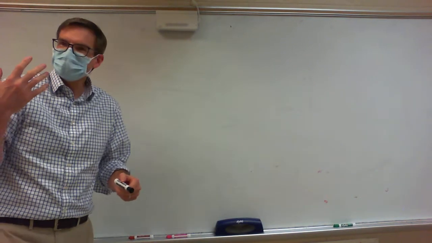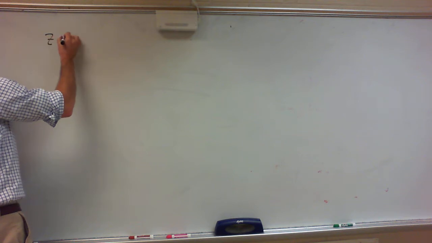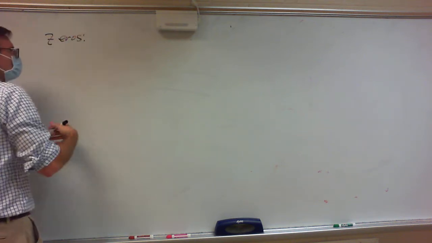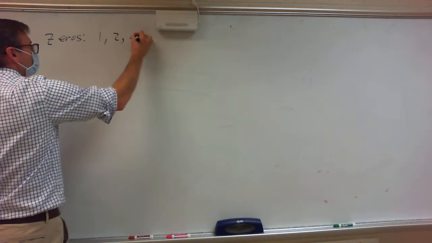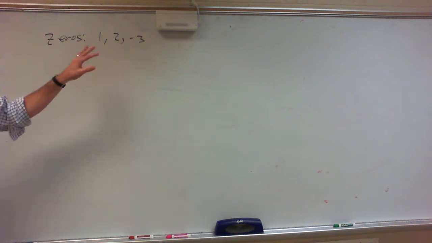Like yesterday, we're going to continue from this. I'm going to give you zeros. So if I give you zeros at 1, 2, and negative 3, can you create the polynomial? Is it easy to create the polynomial if I give you those zeros?